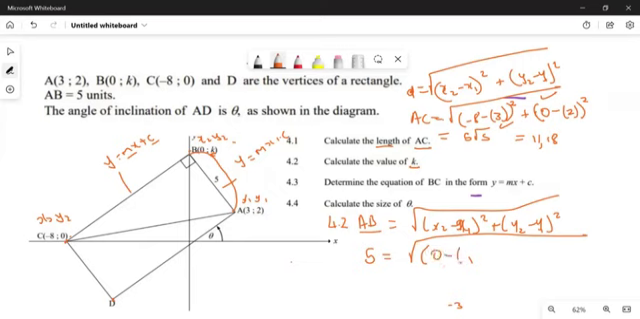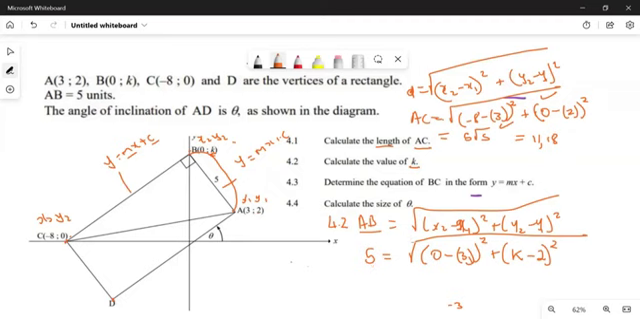So it's 0 minus open bracket 3 close bracket, all square. Plus, what is our y2? It's k minus, what is our y1? It's 2, so minus 2, all square. And then from here onwards, you are going to say, okay, I want to remove this root.